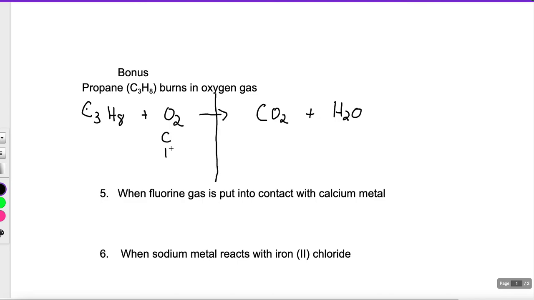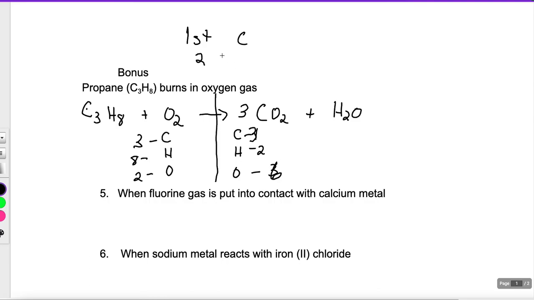Let's balance. C, H, O. C, H, O. Let's count. 3 C's, 8 H's, 2 O's. 1 C, 2 H. Be careful here. 2 plus 1, 3 O's. Okay, the way to balance these is always to do it in this order. First, balance the carbons. 3 carbons. Let's write a 3 here. So that makes 3 carbons, but now 3 times 2 makes 6 oxygens. Always do the carbons first.